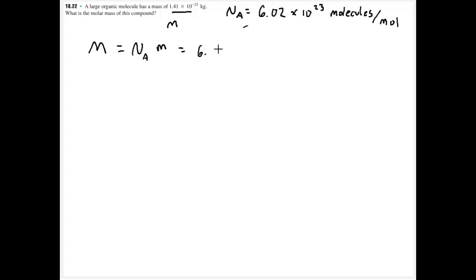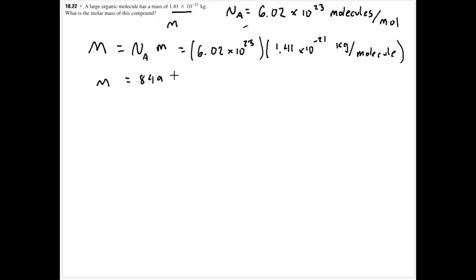So here I'm going to have Avogadro's number, 6.02 times 10 to the 23rd. This is going to be molecules per mole. We know that 1 mole of this is going to have 1.41 times 10 to the minus 21, and this is going to be kilograms per molecule. So we're going to then get our molar mass to be equal to 849 kilograms per mole, because the molecules are going to cancel each other out.